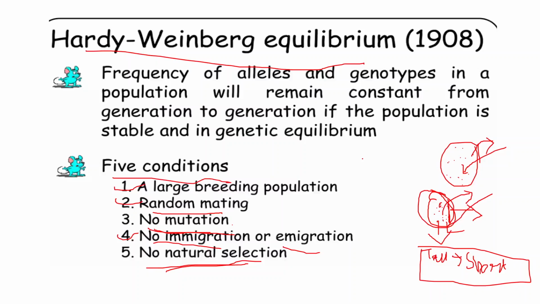But in nature this is not possible, right? Because after a certain time, if you see the natural climate or the mating preferences, some factor will definitely affect the genetic constitution somehow. So it is the hypothetical situation which is described by the Hardy-Weinberg equilibrium.